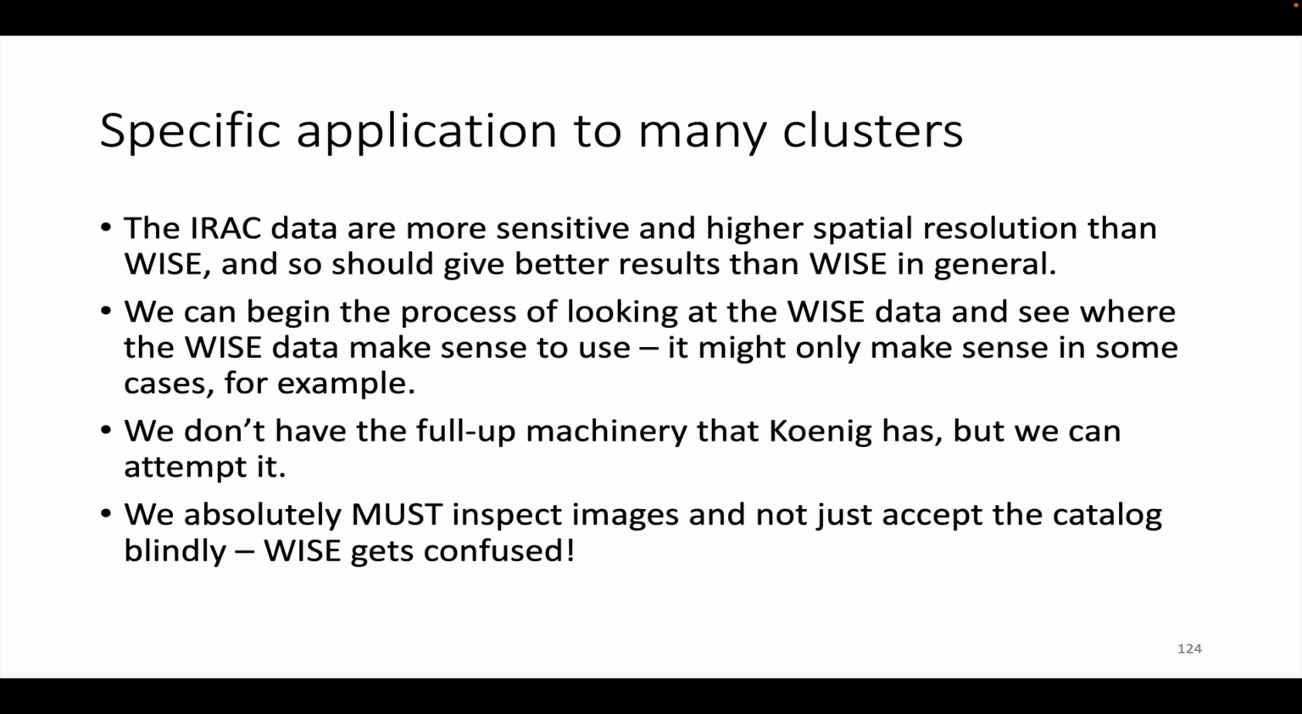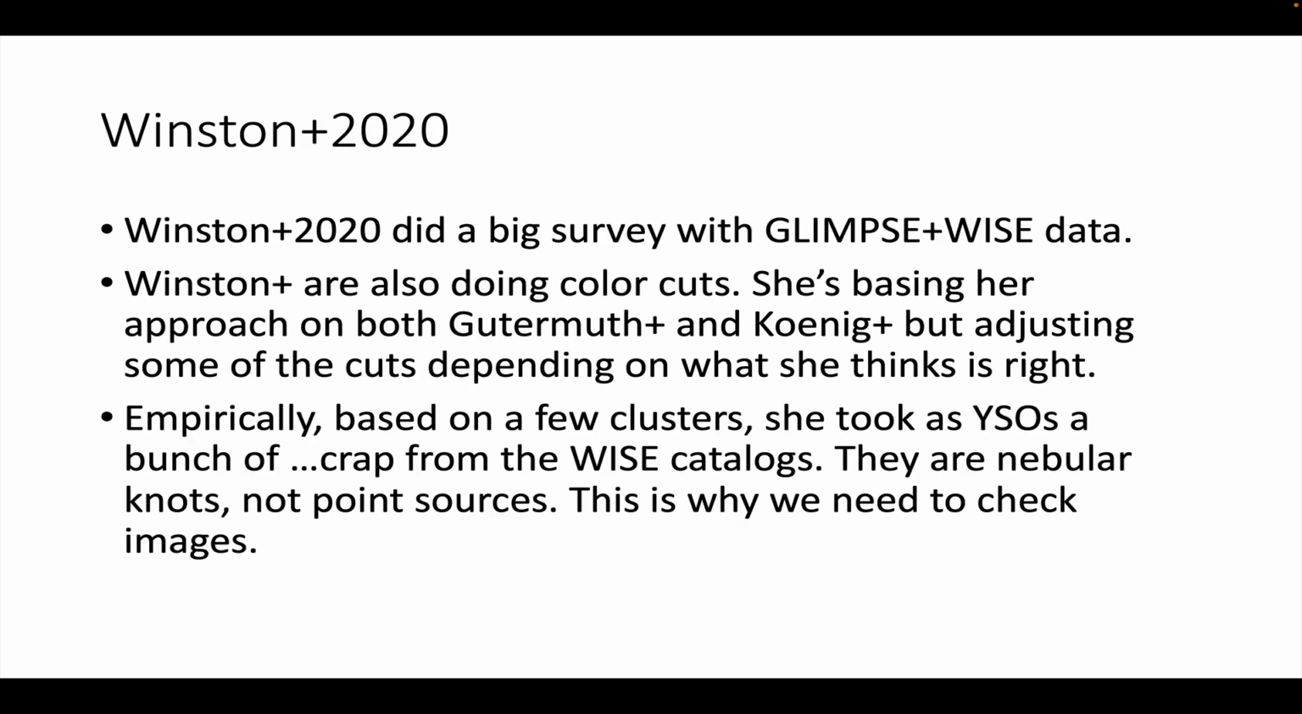So the IRAC data are more sensitive and higher spatial resolution than Ys, and so they should, in general, give better results than Ys. But we need to look at the Ys data and see where the Ys data makes sense to use. It may only make sense in some cases for some clusters, especially when you have lots and lots of sources packed in there tightly. It's harder to use Ys. We don't have the full-up machinery that Koenig has, but we can attempt it. And we absolutely have to inspect images. We cannot just accept the catalog blindly because Ys does get confused.